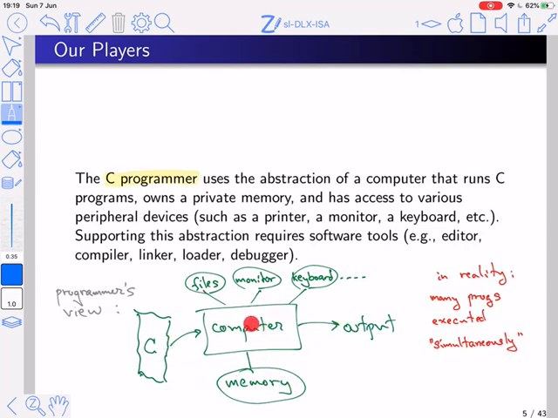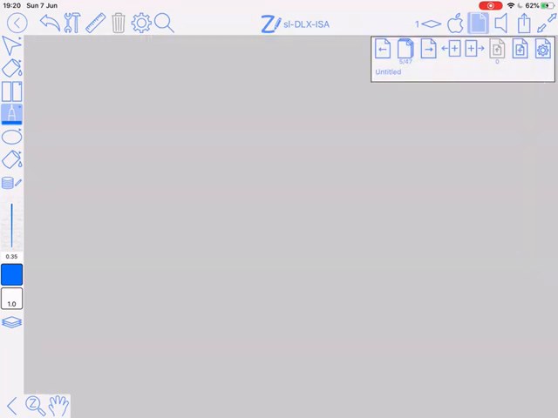The computer can execute programs in C. The computer has access to memory, files, a monitor, a keyboard, etc. And of course, in reality, the computer cannot execute programs in C. And in reality, many programs are executed in some sense simultaneously. But when I'm the programmer, I'm thinking only about my program, and I pretend that the computer is completely dedicated to my needs.